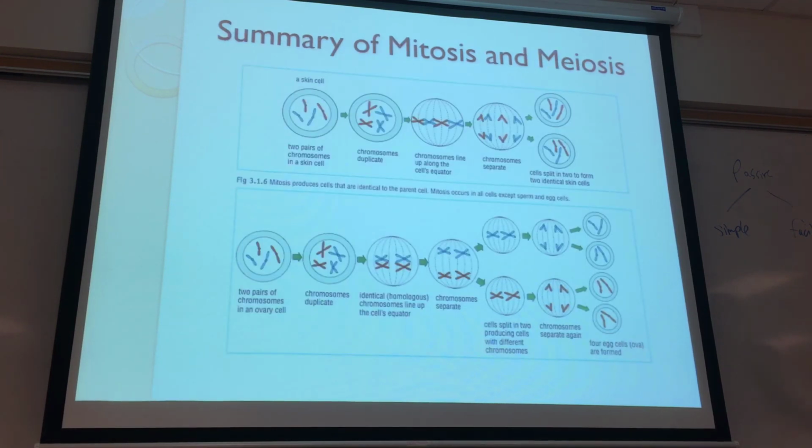So this is the summary of the two, where in mitosis, you get 1 copy turned into 2 copies. Meiosis is the splitting. You take DNA and you turn it into half DNA.